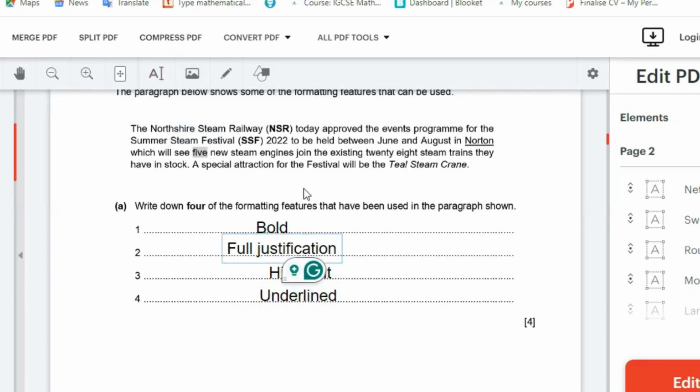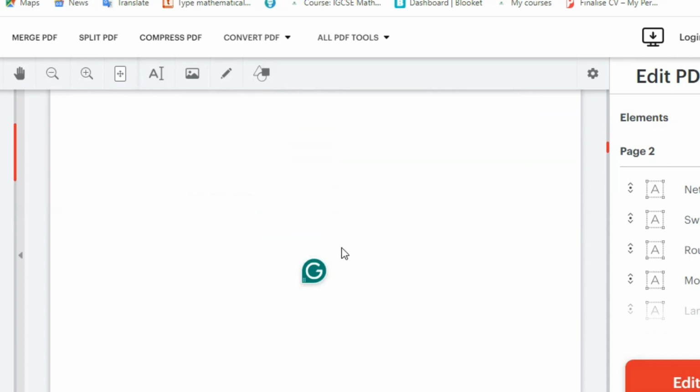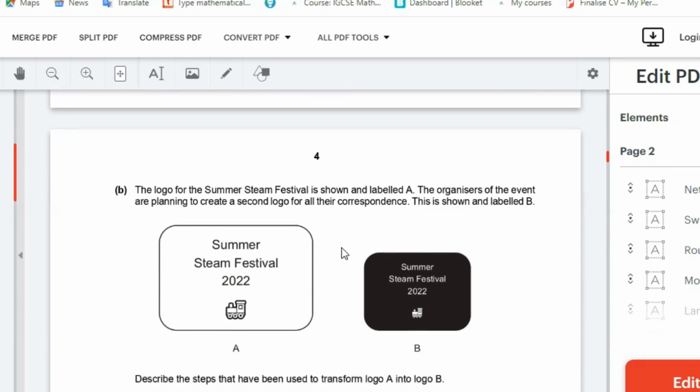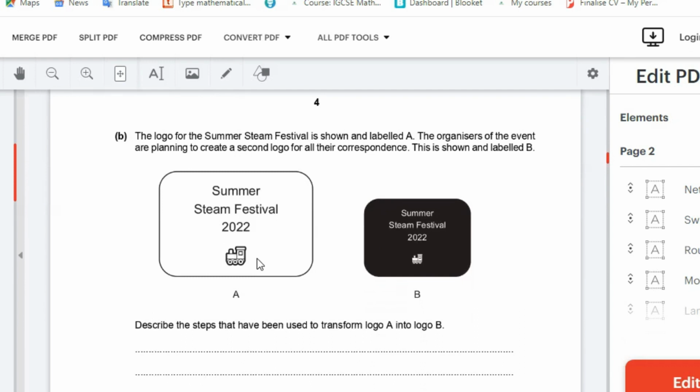That's 4 that we have to do. But there is one other one there. Who can guess? Yes, italics. One of these words has been italic, which is the North Shore Steam Railway. It is written in italics. All right, let's move to question number 4B now. 4B says the logo for the Summer Steam Festival is shown and labeled A. This is A. The organizers of the event are planning to create a second logo for all their correspondents. This is shown and labeled B. This.